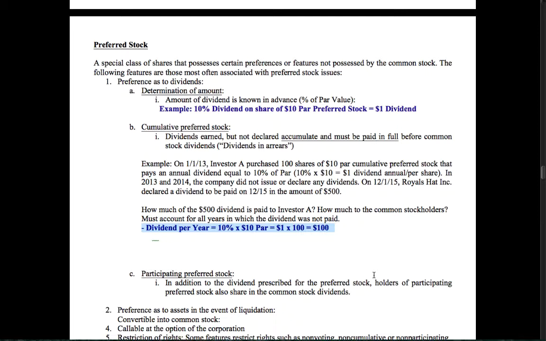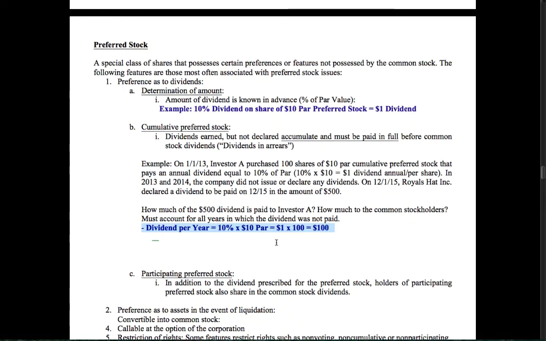However, in an example on a test or on a quiz or homework, you may not be given all of that information. The question may specifically read that the stock pays an annual dividend equal to 10% of par. And then you would be given what the par value amount is. But it may not necessarily spell it out as I did in this example.